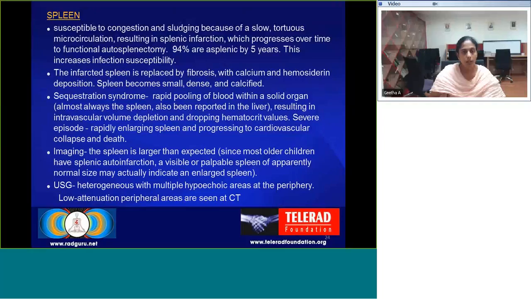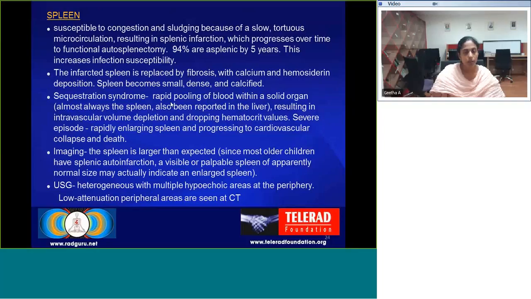The spleen is susceptible due to congestion and sludging because of its slow, tortuous microcirculation, which results in splenic infarction that progresses over time to functional autosplenectomy. 95% are asplenic by 5 years. This increases the infection susceptibility. The infarcted spleen is replaced by fibrosis, calcium, and hemosiderin deposition, becomes small, dense, and calcified.